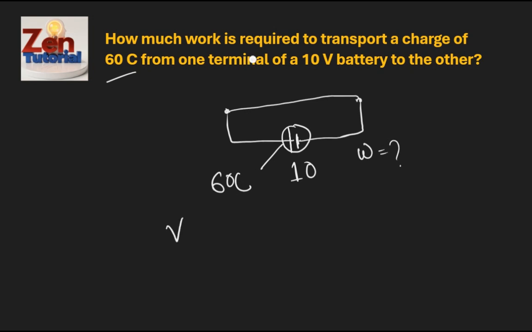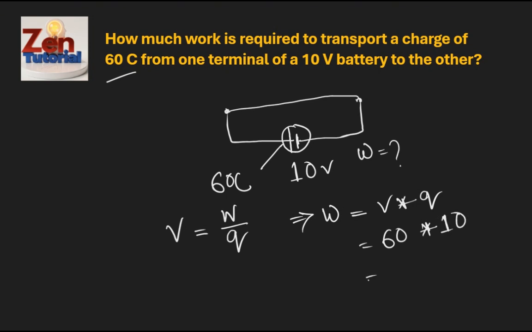So we know volt is equal to work done over Q, or the charge. So work done, W is equal to V times Q. So this is 60 coulomb charge times 10 volt. So all together we have got 600 joule. So this is the answer.